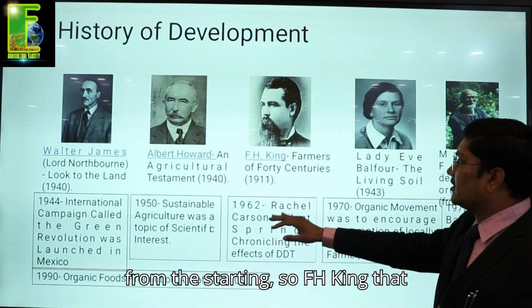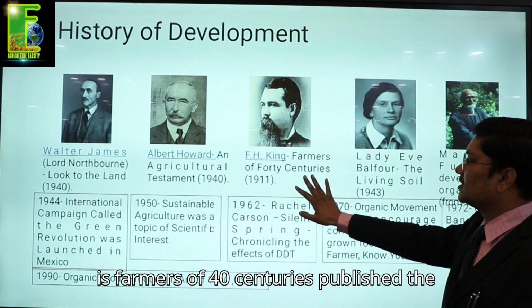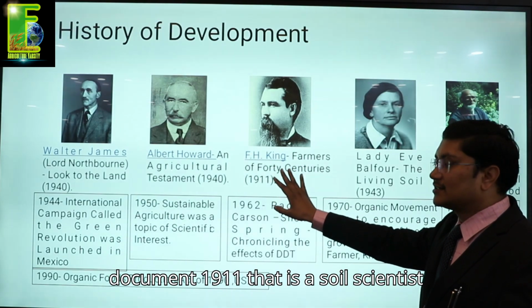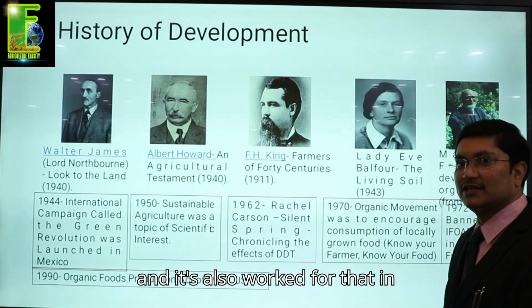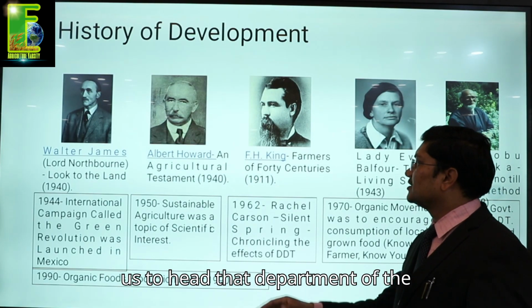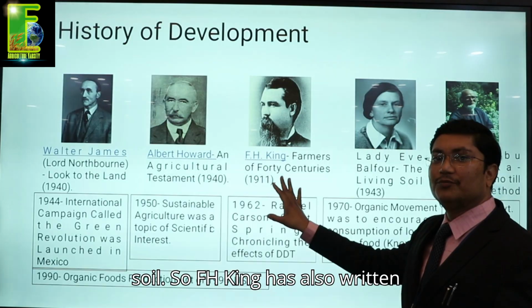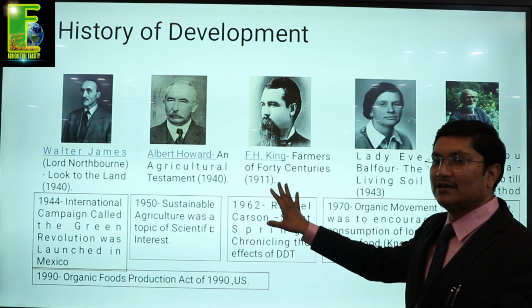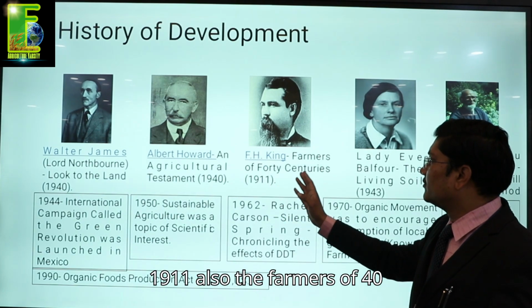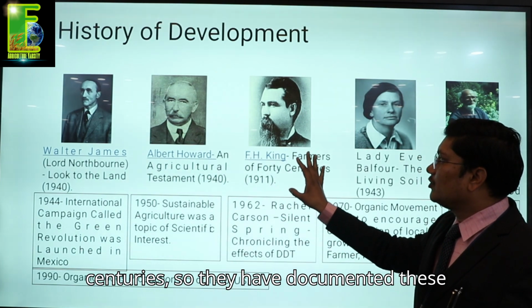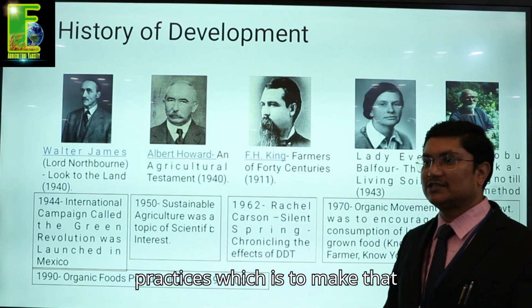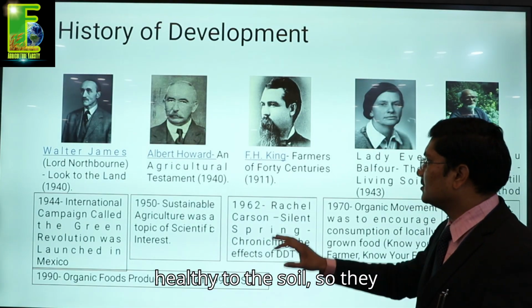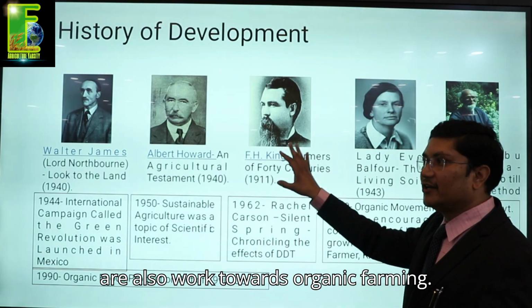Then from the start, F.H. King published Farmers of Forty Centuries in 1911. He was a soil scientist, and also worked in the US as head of the soil department. F.H. King also wrote the book The Soil in 1895, then in 1911 Farmers of Forty Centuries. So they documented these practices to keep the soil healthy. So they also worked towards organic farming.